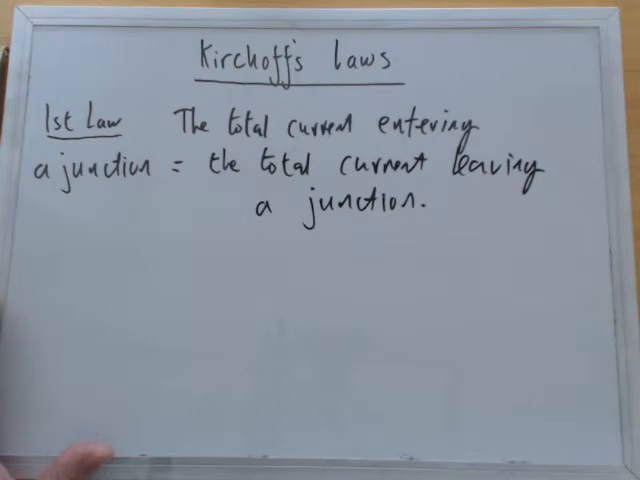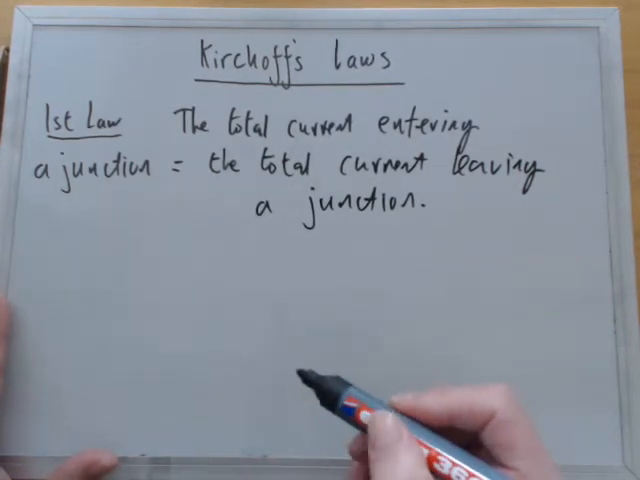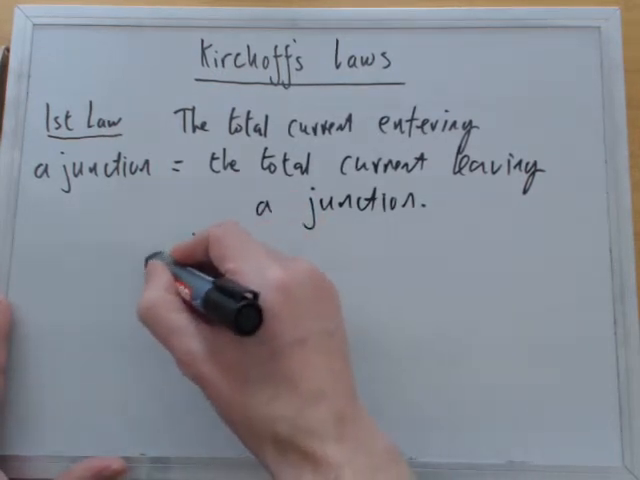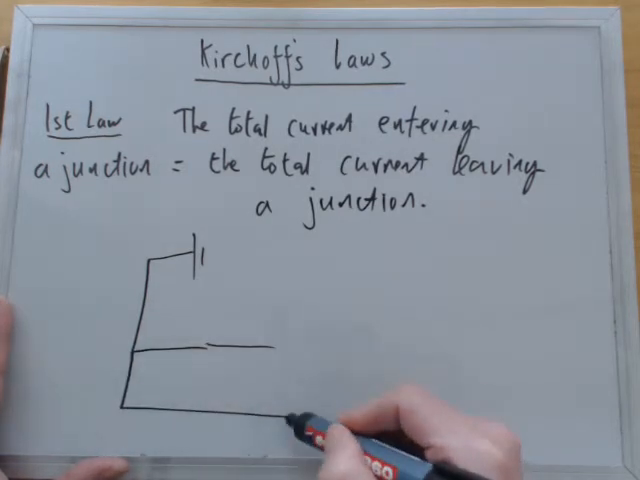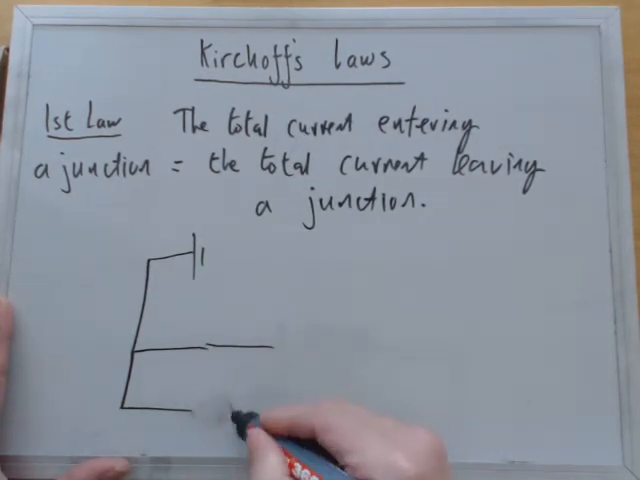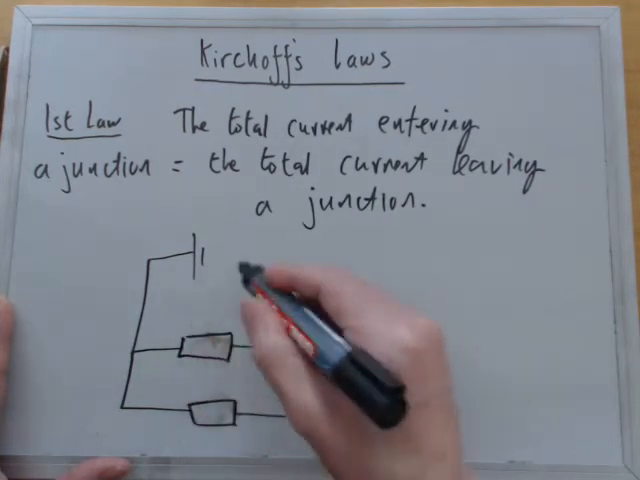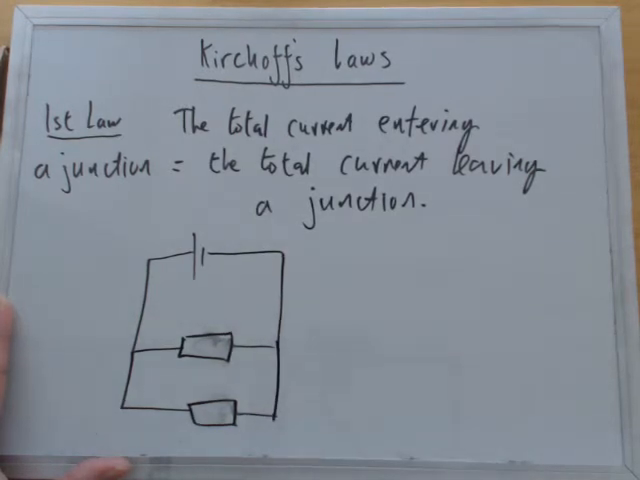So what do I exactly mean by that? Well, let's start with a circuit. So this is a circuit, and there's a cell, and we have a circuit that looks a bit like this. Let's make it look a bit more realistic. Let's put a resistor in there and a resistor in there. Okay, now a junction are points where there's more than one path for the current to follow.